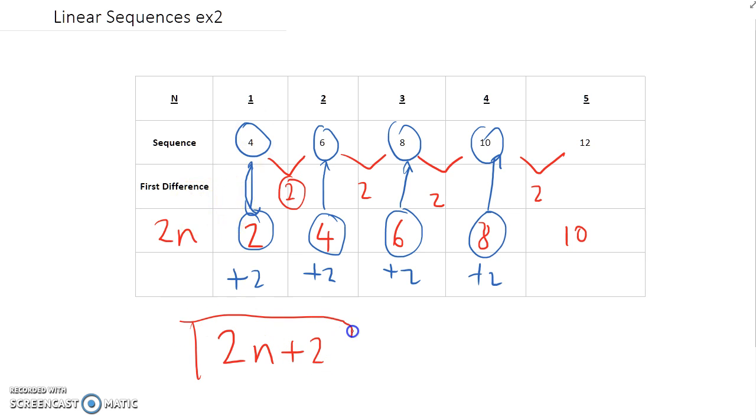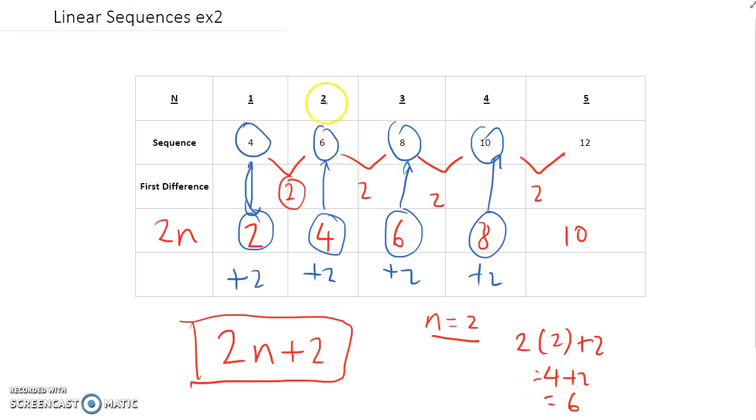Now it's important to check whether or not you have done this right. So let's just say for n equals 2. For n equals 2, what value do we get? Well, let's try the rule out. So 2 brackets 2 plus 2. So 2 times 2 is 4 plus 2, or in other words, 6. And does the second term give us 6? Yes. Therefore, this is right.